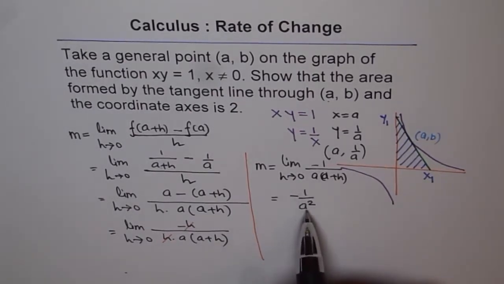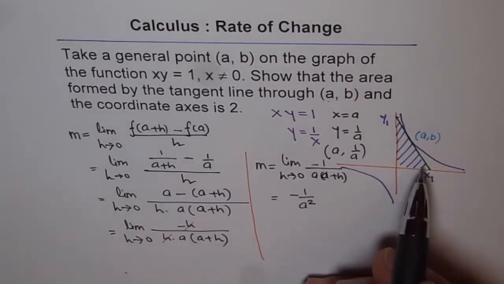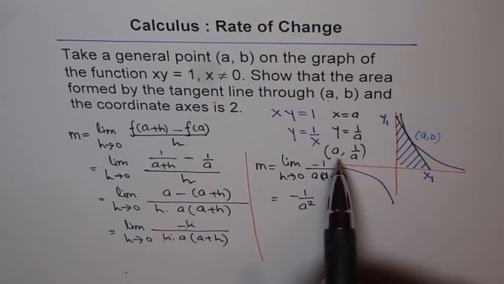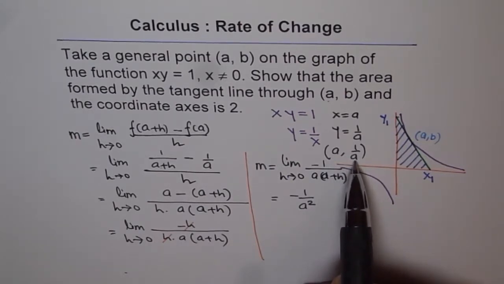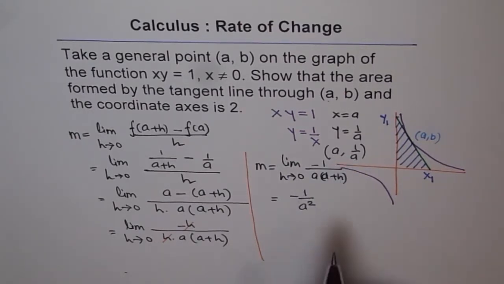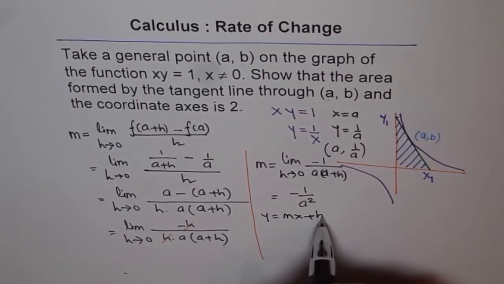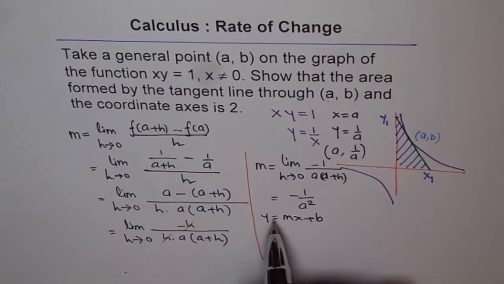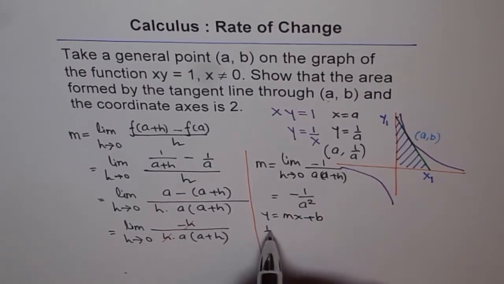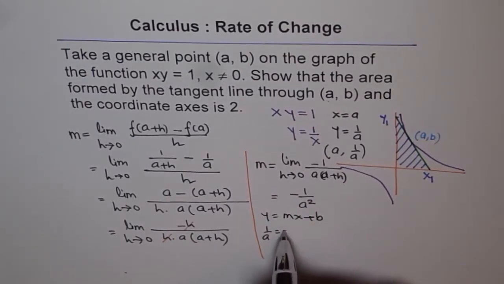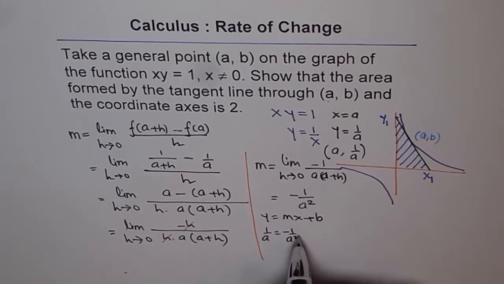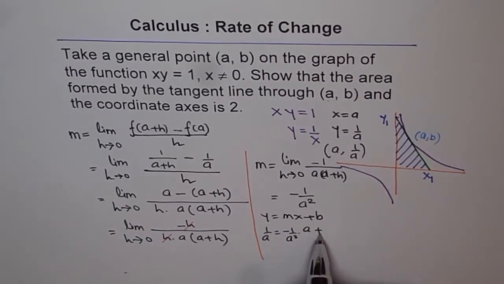If minus 1 over a squared is the slope, then what is the equation of this line? The point is a, 1 over a, and the slope is minus 1 over a squared. Therefore the equation is y equals mx plus b, right? So in y equals mx plus b, we can write y as 1 over a, m as minus 1 over a squared, x as a, plus b.